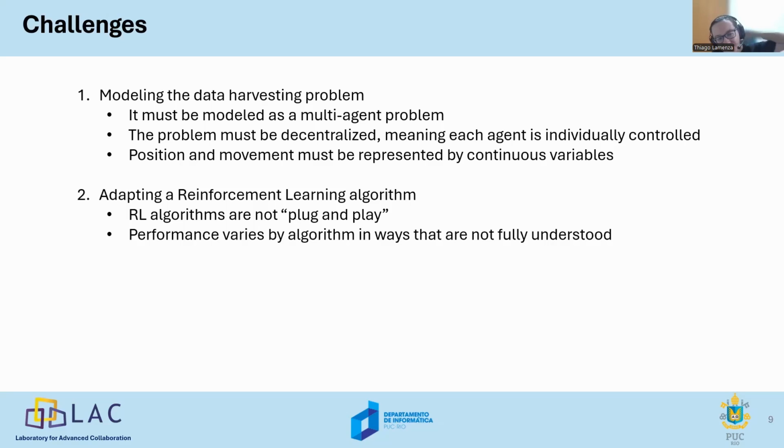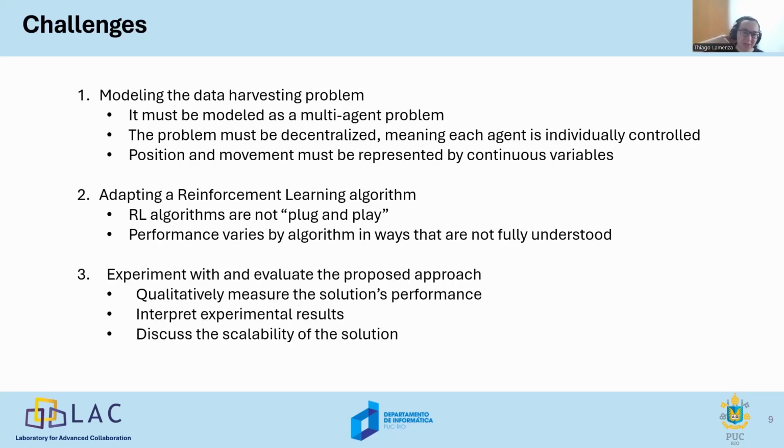The second main challenge is adapting the reinforcement learning algorithm. This might sound easy because we're using an algorithm that already exists, but our algorithms are not plug and play. You need to perform a lot of work to adapt them to the model of your problem. And also performance varies by algorithms in ways that are not fully understood. So there's a lot of experimentation involved in this process.